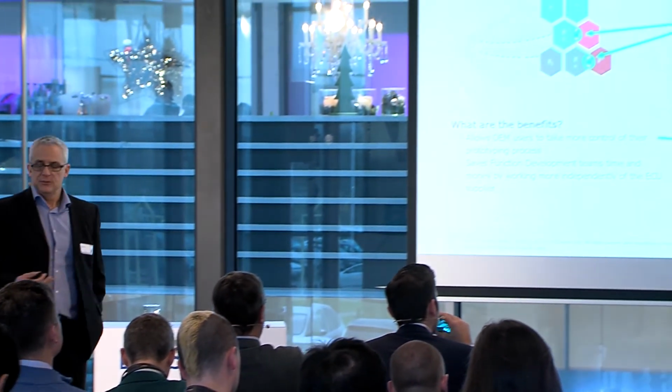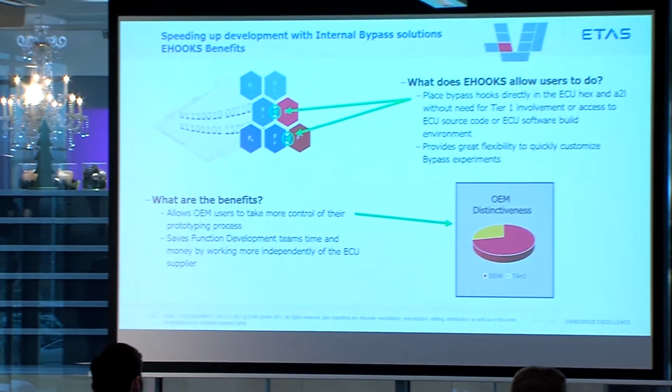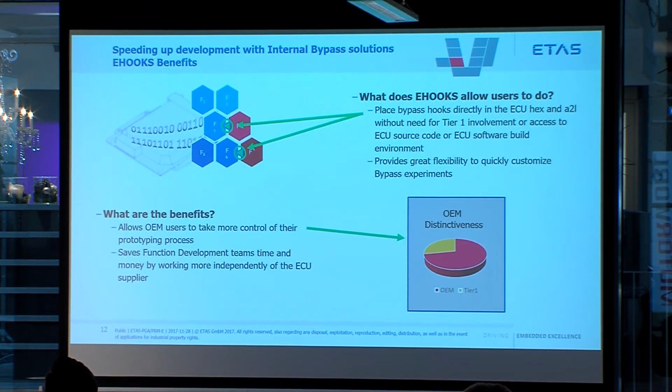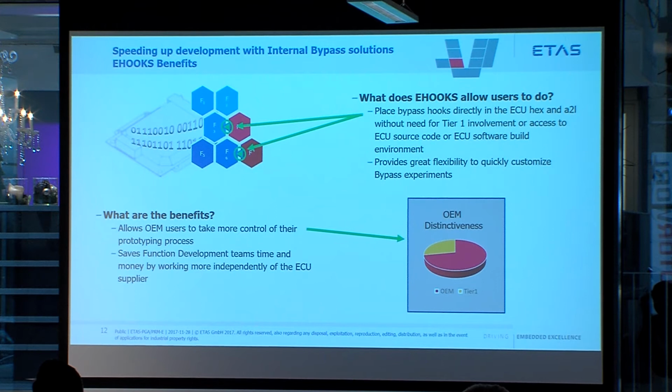So what eHooks does then is allow the OEM user to place these hooks directly in the ECU software without any Tier 1 involvement, without any access to the source code or the software build environment. And of course that provides great flexibility to quickly customize bypass experiments. And it allows them to take more control over the prototyping process, and that can directly help them to develop this distinctiveness that they're aiming for in less time and at lower cost.